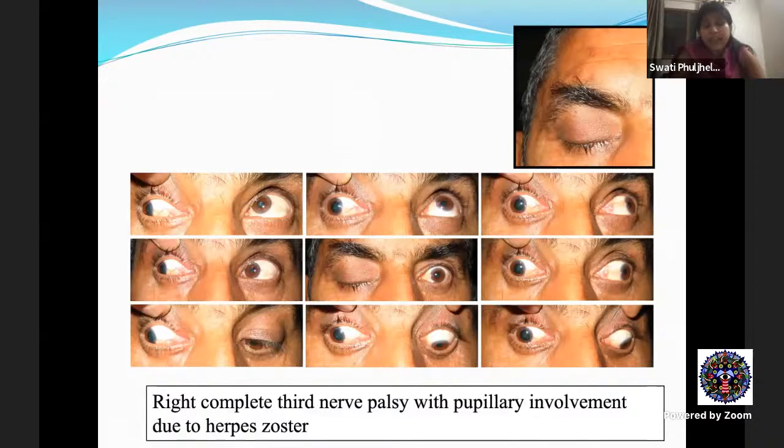Sometimes it may be secondary to inflammatory conditions or infections like herpes zoster. So this particular case shows the right eye complete third nerve palsy involving the pupil due to herpes zoster.